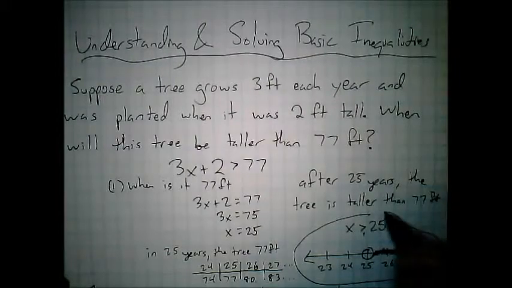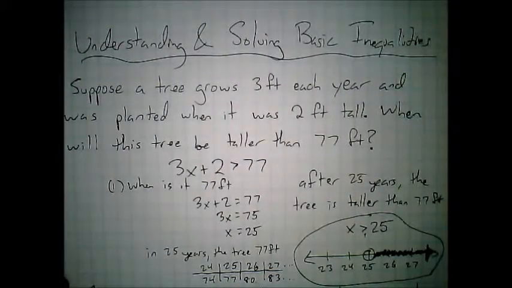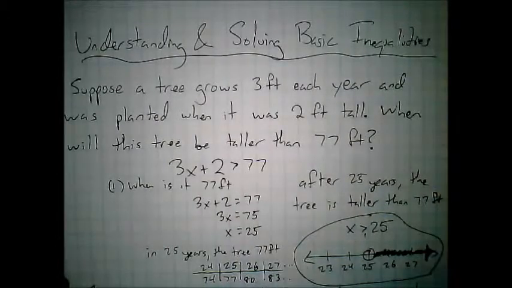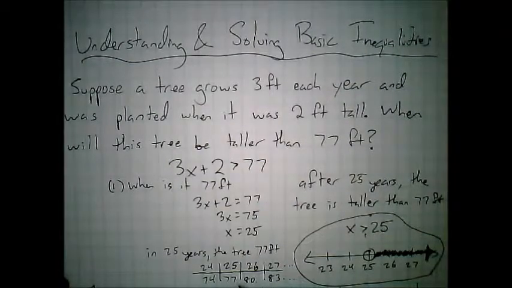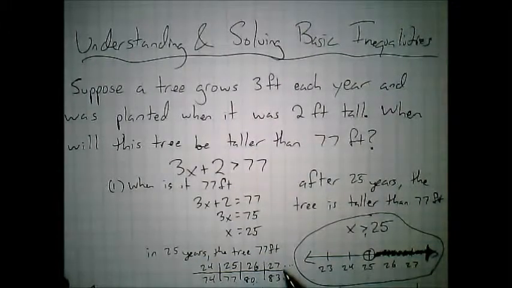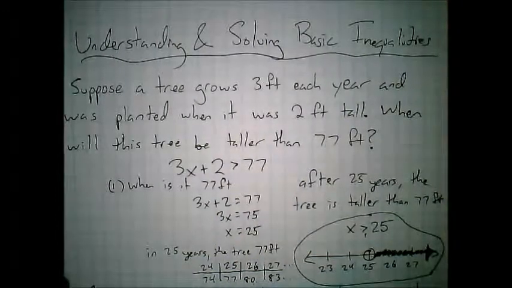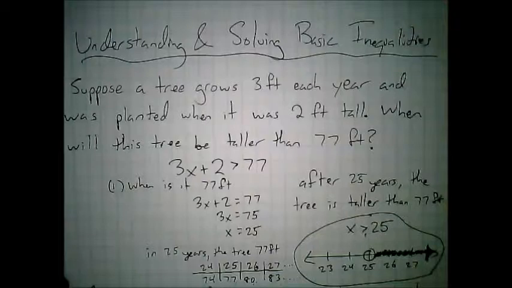So again, this problem was pretty intuitive to start, but we wanted to go through and think about all the steps algebraically. So we found, when is it 77 feet? That's after 25 years. Then we thought, well, this tree is growing. So in 25 years, it's 77 feet. In 26, it's 80. In 27, it's 83. We made this little table to help us understand and organize our thoughts for the pattern that this tree follows. So now we want to know, when is it taller than 77 feet? Well, that's after 25 years. And we see that it's shorter than 77 feet before 25 years.